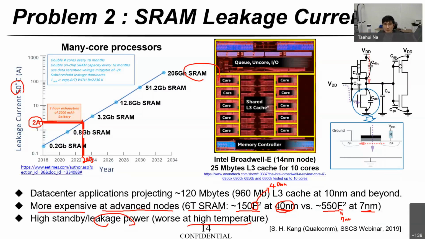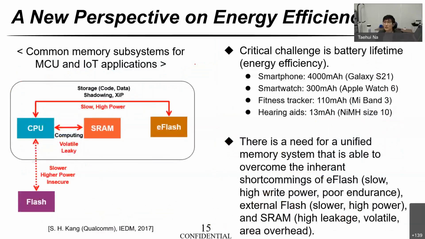So it means it is becoming more expensive. So we need to address this problem, and we need to consider a new perspective on energy efficiency. Well, you can refer to this kind of recently updated information: the battery capacity of smartphone, smartwatch, fitness tracker, and hearing aid. And now let's see this figure: the common memory subsystem for the microcontroller unit and the IoT applications.